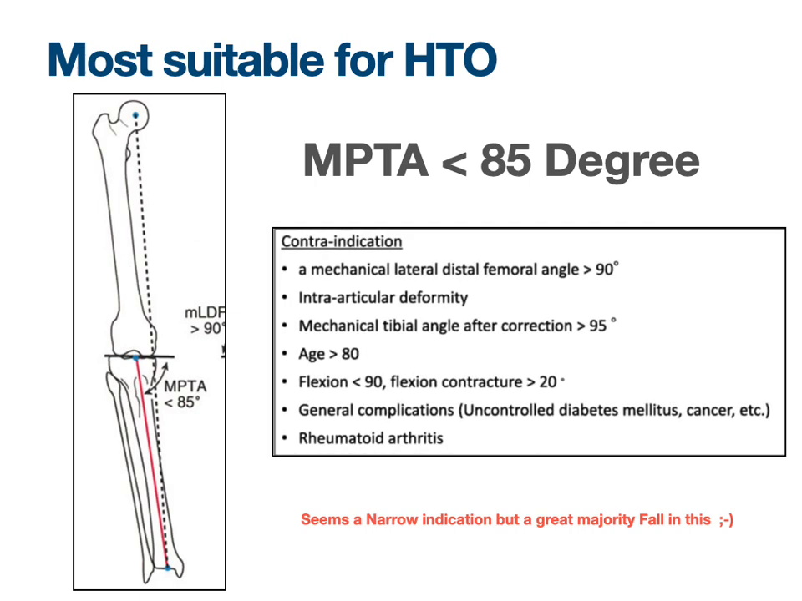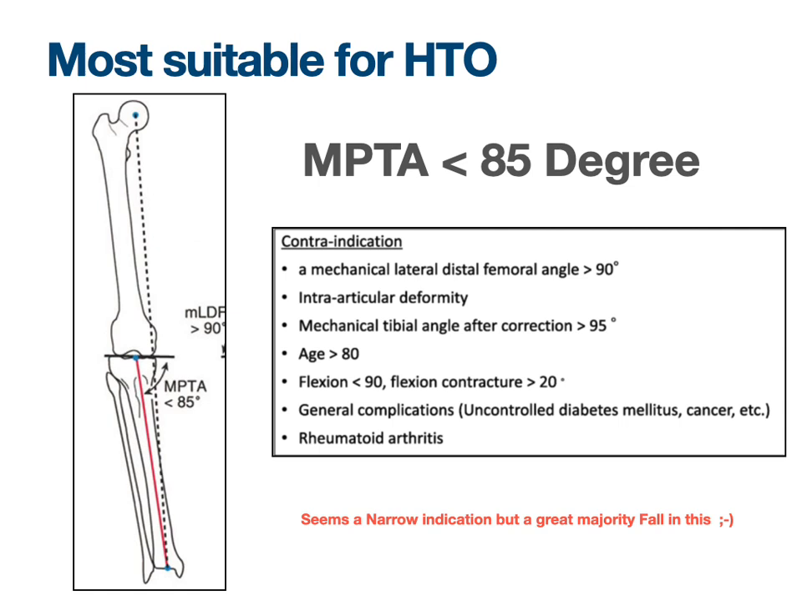Of course, there are contraindications. As I said, a mechanical lateral distal femoral angle more than 90 degrees, a very large intra-articular deformity, or post correction if the tibial angle is more than 95 degrees. A relative contraindication is age more than 80 years. Remember, this is a biological procedure, so you need the bones to heal once you have done osteotomy. So anyone who is quite elderly, quite osteoporotic, be very cautious about doing HTOs in these.